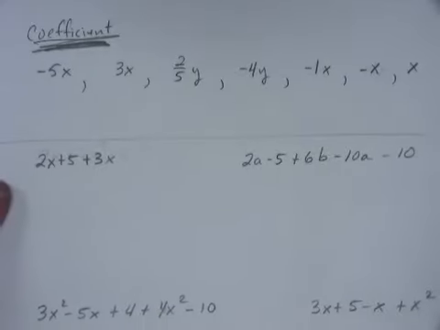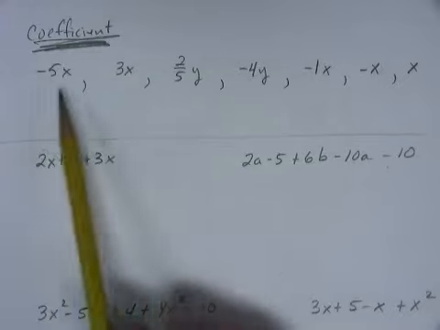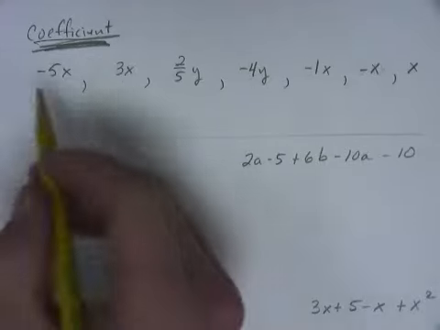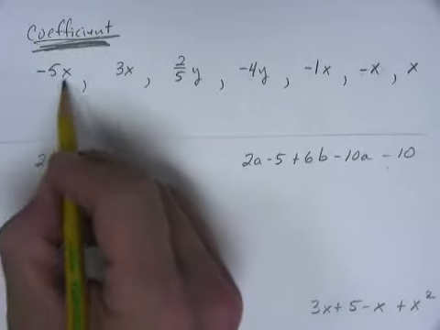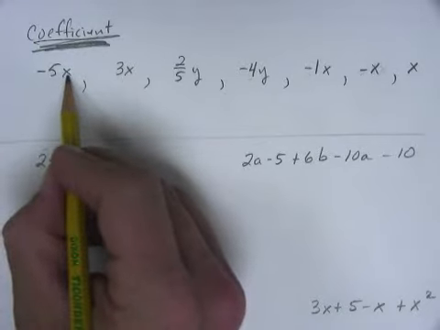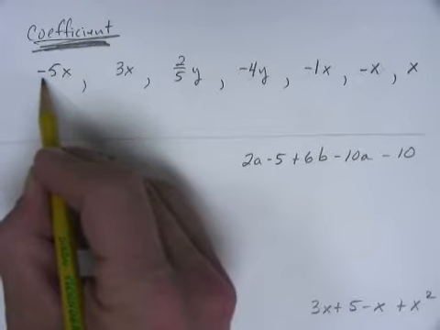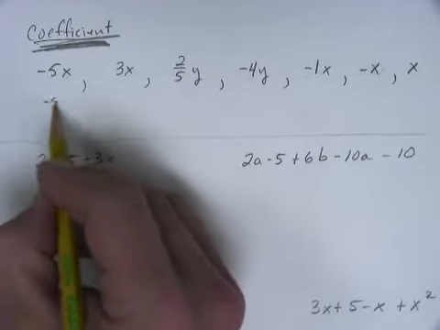So I've got, it looks like, how many do I have here? I've got 1, 2, 3, 4, 5, 6, 7. 7 individual little terms or little pieces to an algebraic expression. The first thing is we need to figure out what is the coefficient. The coefficient simply is this: it's the number that sits out in front of the variable. So here's my variable, it's x. The number that sits in front of that is the coefficient. So the coefficient on negative 5x is negative 5.